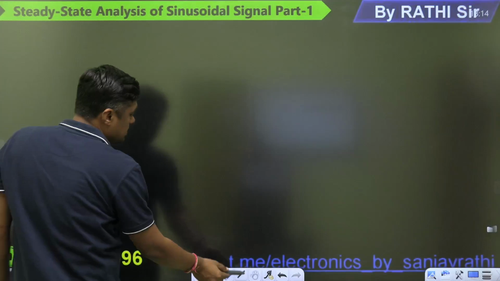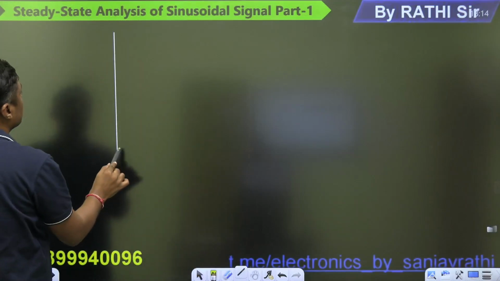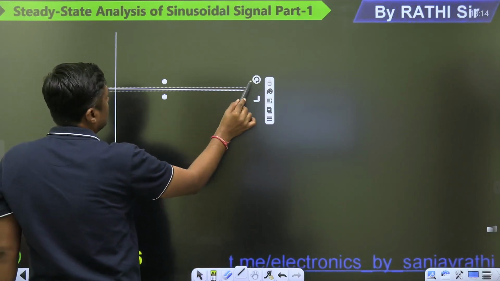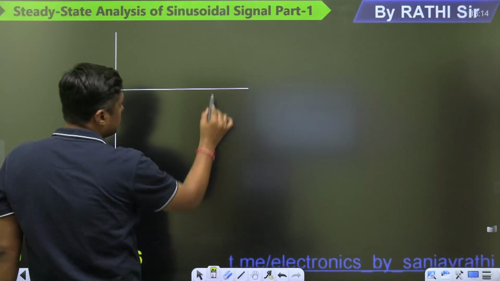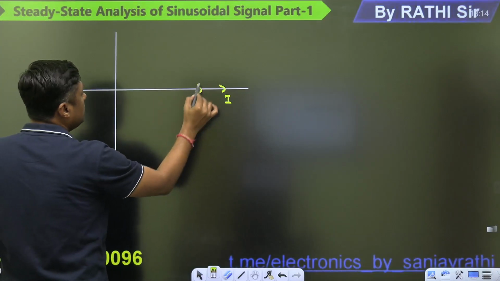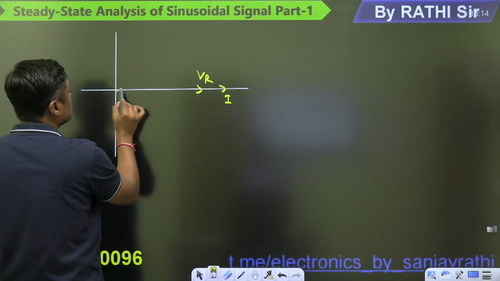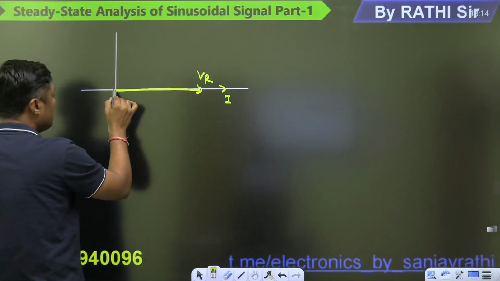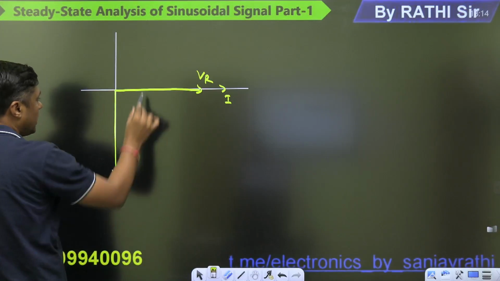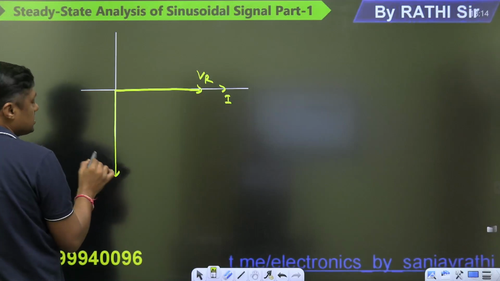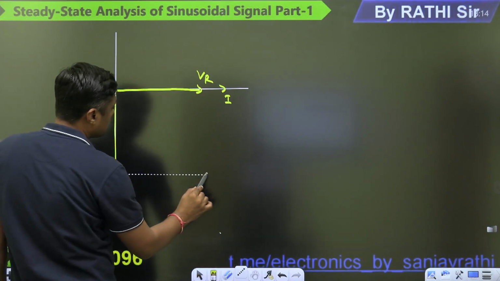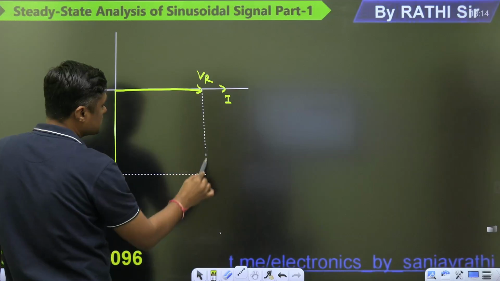Phasor diagram means, let this be the current I. So what about the VR? VR will be in the same phase. So this is the VR. What about the VC? VC lags I by 90 degrees. This is the VC. So where is the resultant V? Resultant V is this one.